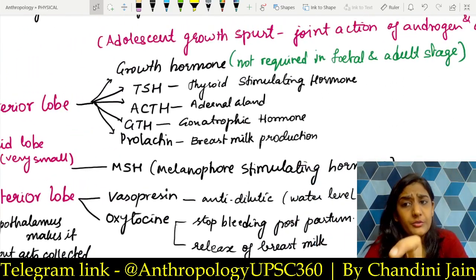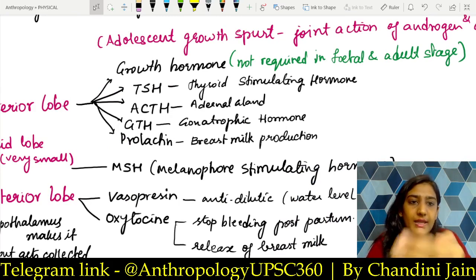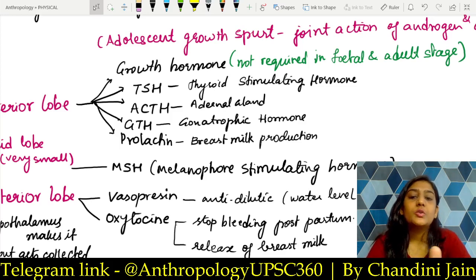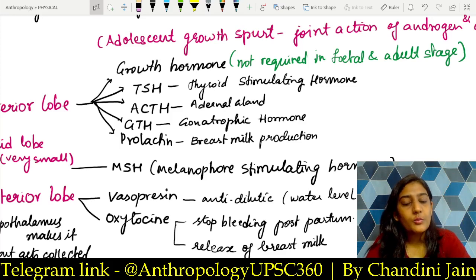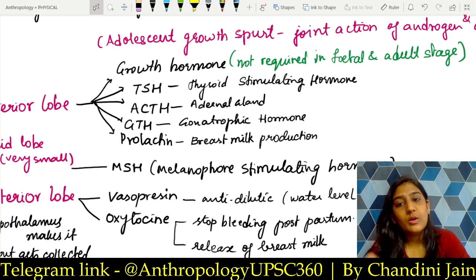Now, if we talk about growth hormone, okay, we saw that in the fetal stage, hCG is the hormone that plays the role in the growth. And in the adult stage, we do not require growth hormone because our growth has already reached its peak. So, where does the growth hormone play the major role? In your childhood and your adolescence, where the two growth spurts, that is your childhood growth spurt and your adolescent growth spurt, occur. Now, adolescent growth spurt has been asked in the 2021 paper.